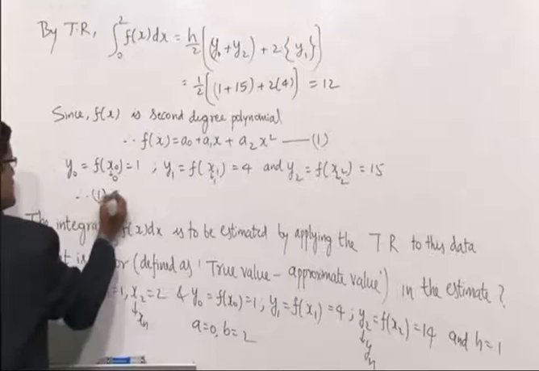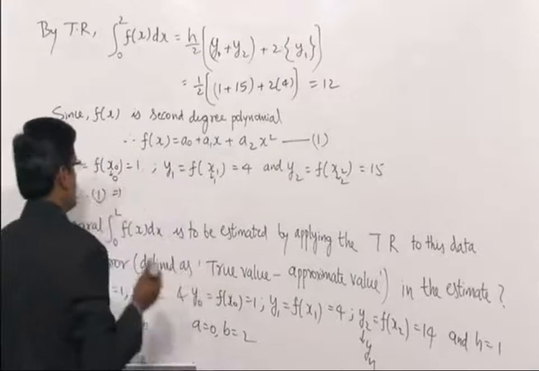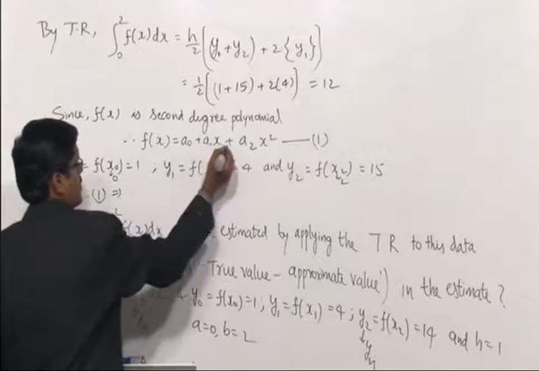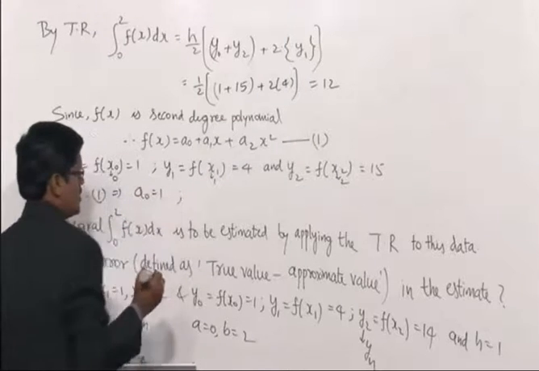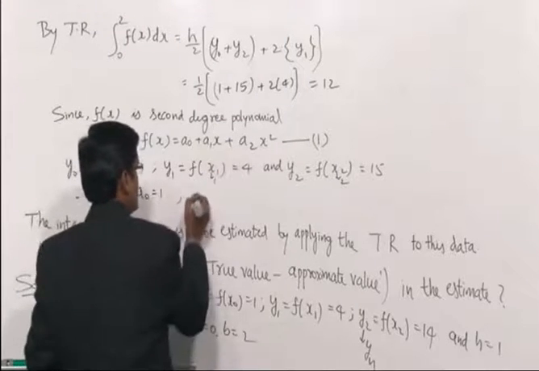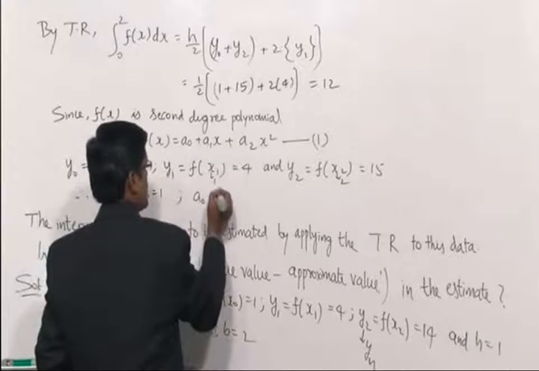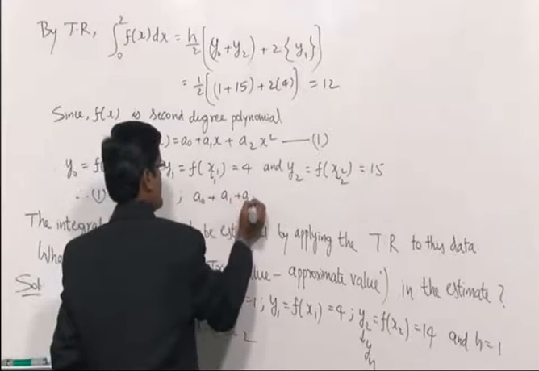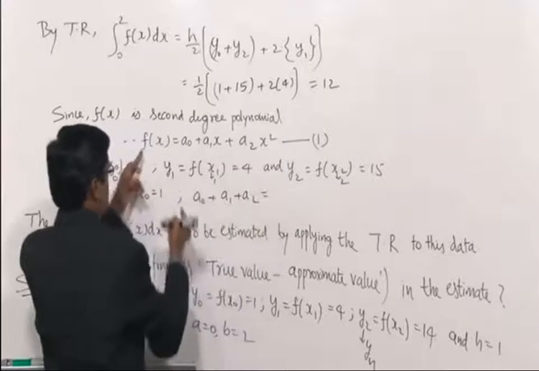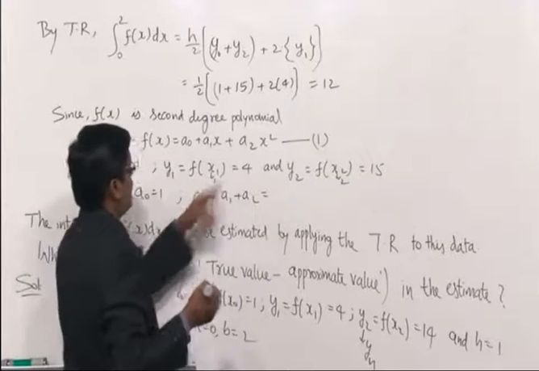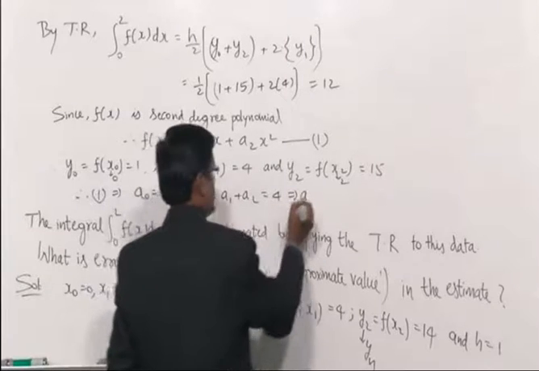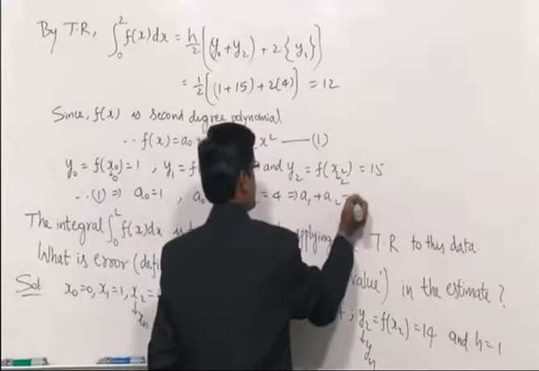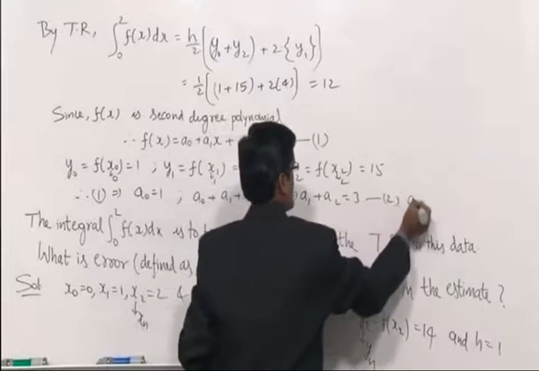Therefore, equation 1 implies, substitute these 3 conditions as above. That is, A naught is equal to 1. Next, substituting the second condition: A naught plus A1 plus A2 is equal to f of x1, that is 4, which simplifies to A1 plus A2 is equal to 3, equation 2.